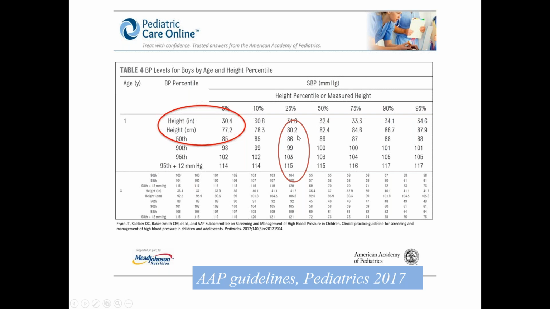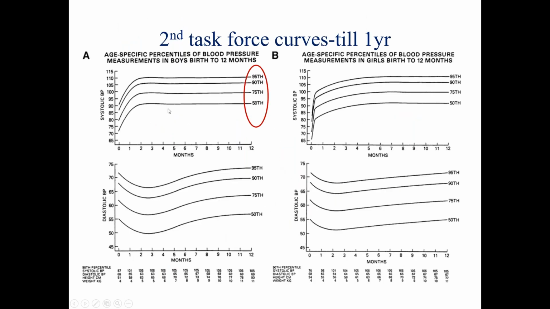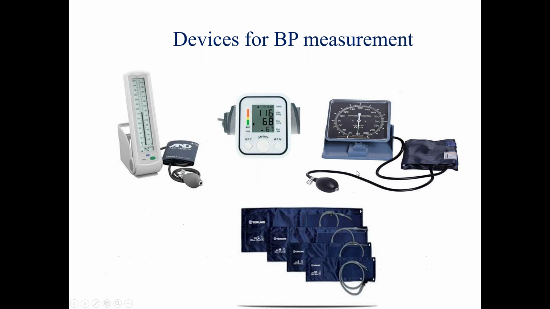Similarly, you have it for diastolic values as well for both boys and girls, and these charts give you a value from 1 to 18 years of age. Now in infancy, we still use the charts which have been provided by the second task force, and here they give you values of 50th, 75th, 90th, and 95th centile, and any blood pressure more than 95th centile, even in children less than 1 year of age, constitutes hypertension. So you can use these charts when you are looking at the blood pressure of infants.